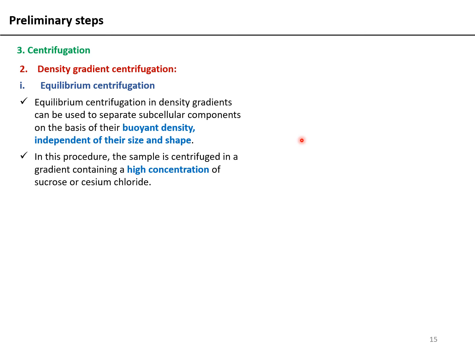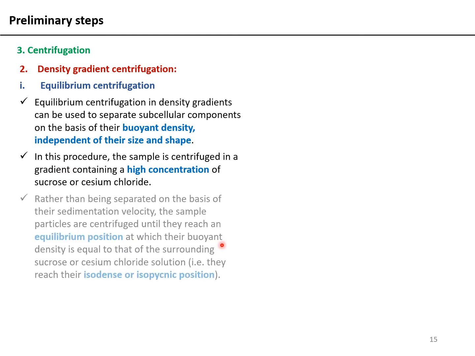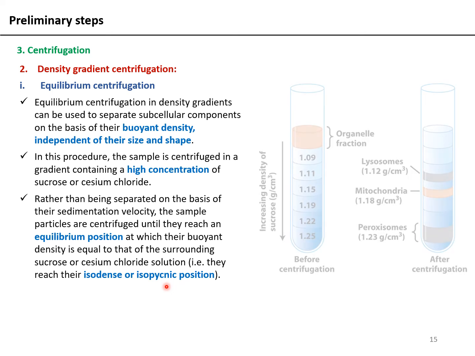In this procedure, the sample is centrifuged in a gradient containing a high concentration of either sucrose or cesium chloride. Rather than being separated on the basis of their sedimentation velocity, the sample particles are centrifuged till they reach an equilibrium position in the gradient at which their buoyant density is equal to that of the surrounding solution. That is, they reach their isodense or isopycnic position. So this kind of centrifugation is also known as isopycnic centrifugation.